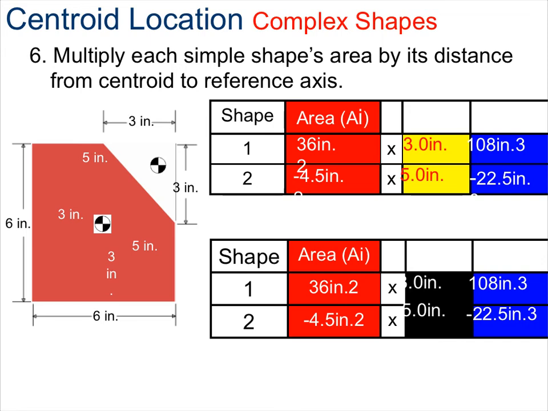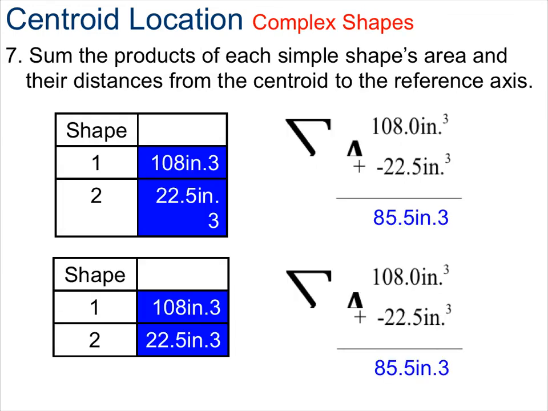And then again, for the second table, we'll take shape 1, take its area, multiply it by its distance from the centroid to the x-axis, which was 3 inches. So 36 square inches times 3 inches is 108 cubic inches again. And then for shape 2, that right triangle, we'll take its area of negative 4.5 square inches, multiply it by its distance from the centroid to the x-axis of 5 inches, and we get negative 22.5 cubic inches.